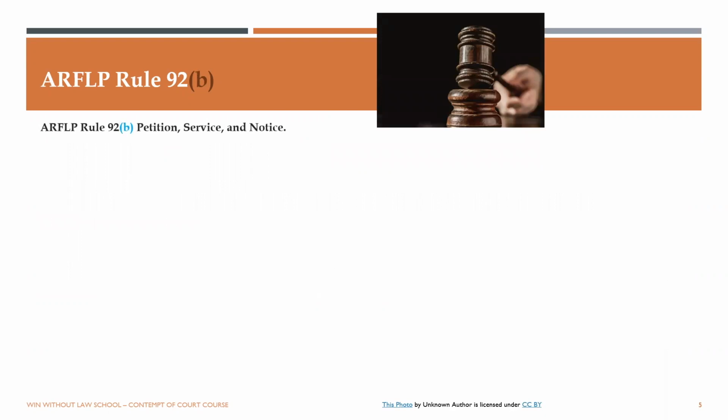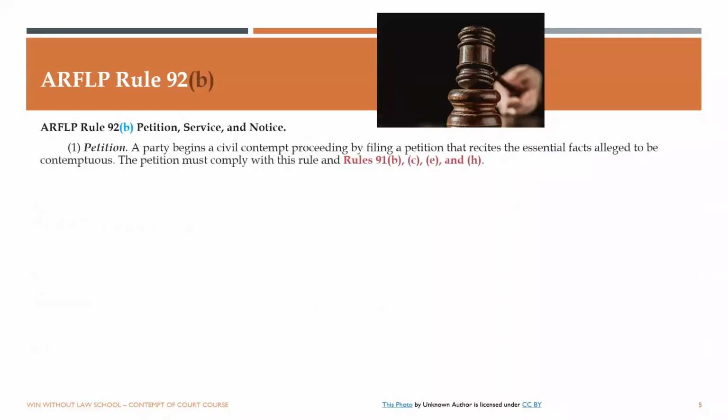Let's look at Rule 92B. This talks about the petition. So let's focus on that first. Number one, a party begins a civil contempt proceeding by filing a petition that recites the essential facts alleged to be contemptuous. So in other words, the facts that show that the court order was violated. The petition must comply with Rule 92 and Rules 91, B, C, E, and H. So let's look at these rules under 91 as well.